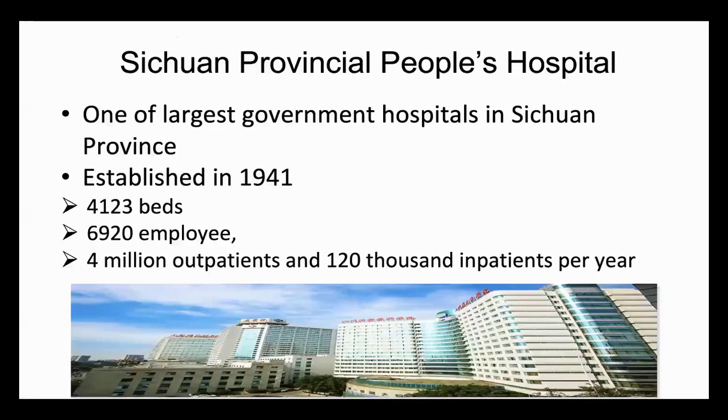First, let me introduce our hospital, Sichuan Provincial People's Hospital. It is one of the largest government hospitals in Sichuan province, established in 1941. To date, our hospital has more than 4,000 beds and nearly 7,000 employees. We serve more than 4 million outpatients and 120,000 inpatients per year.